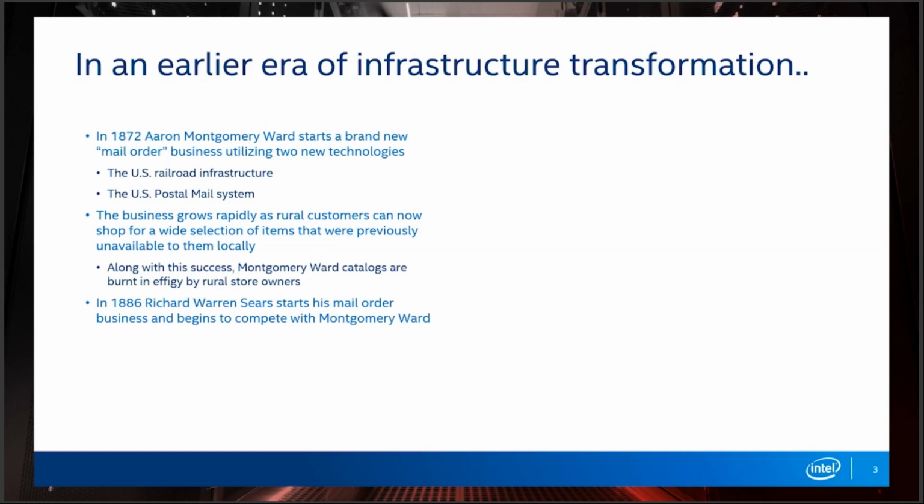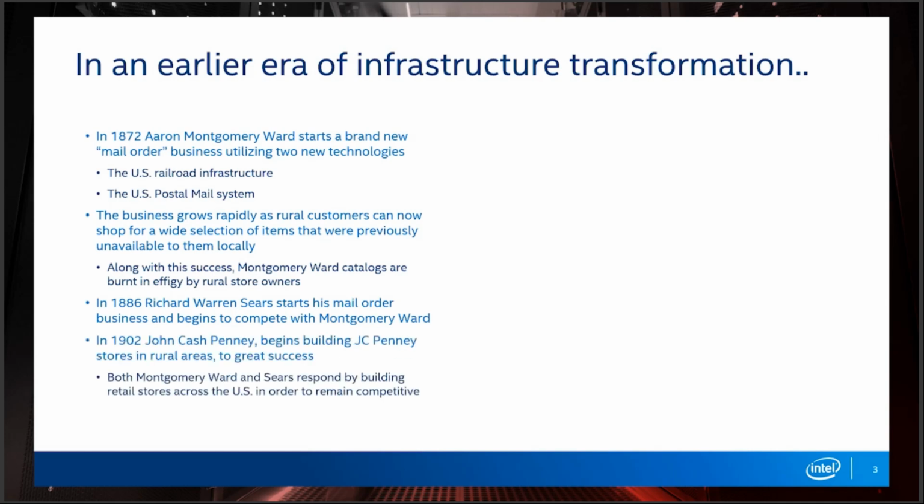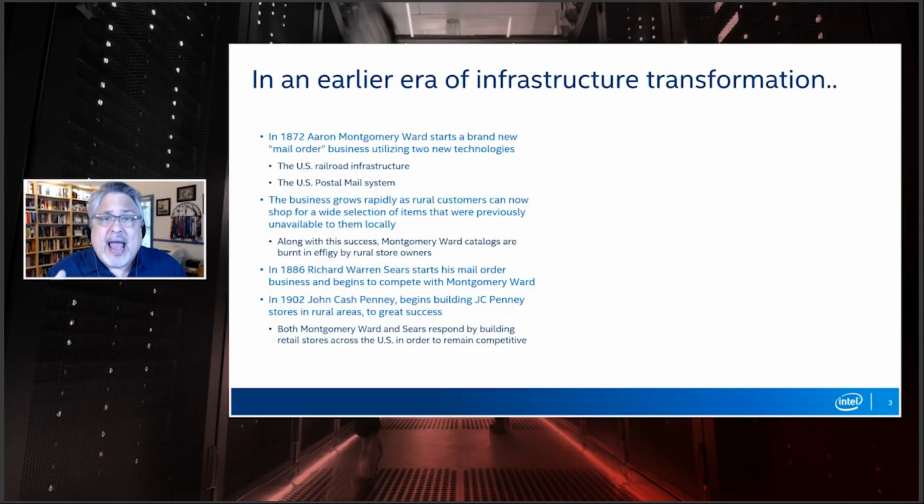But other folks started to realize the value in this kind of business model. Richard Warren Sears joined Montgomery Ward in 1886 with his Sears and Roebuck Company for a second very popular mail order business. And then around the turn of the century, a gentleman by the name of John Cash Penny realized that the population density in these areas was such that they could support an actual retail outlet, thereby improving upon the model that Aaron Ward and Richard Sears had done.